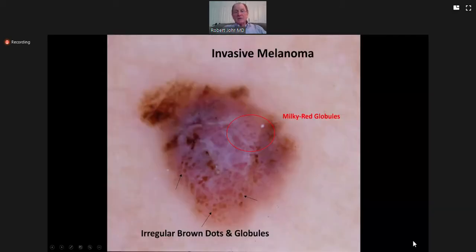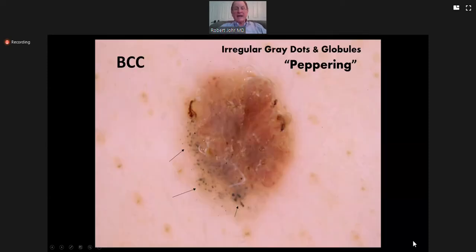I want to bring this case back because it's a comparison of irregular brown dots and globules, and here we have little pinkish, out of focus dots and globules. These are referred to as milky red globules. So when you see pinkish globules, they're called milky red globules. You can see gray dots and globules, and this is called peppering. Anytime you see color that's gray, it means something is happening in the papillary dermis, and it represents melanophages and free melanin in the papillary dermis, and it's not unusual to find that.